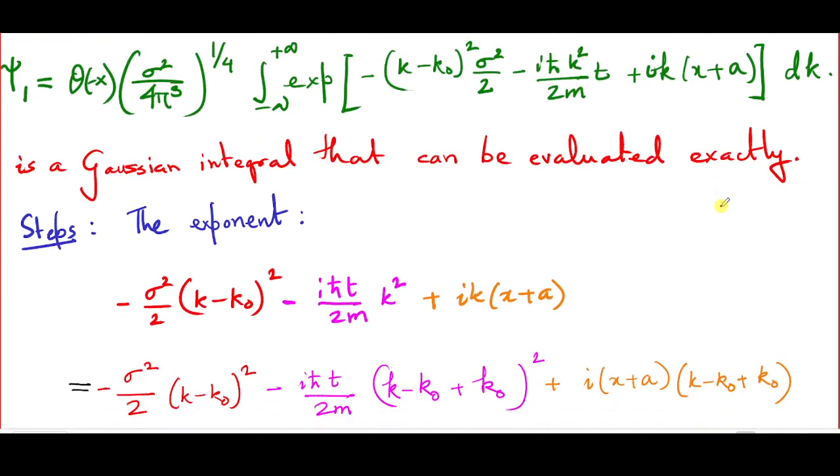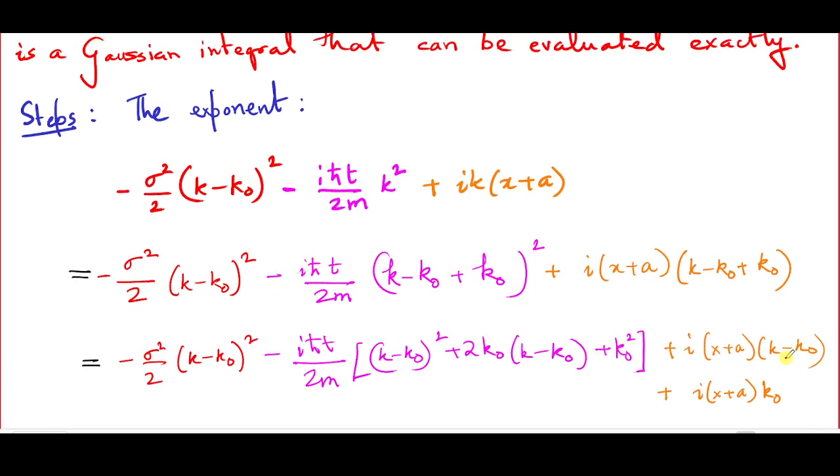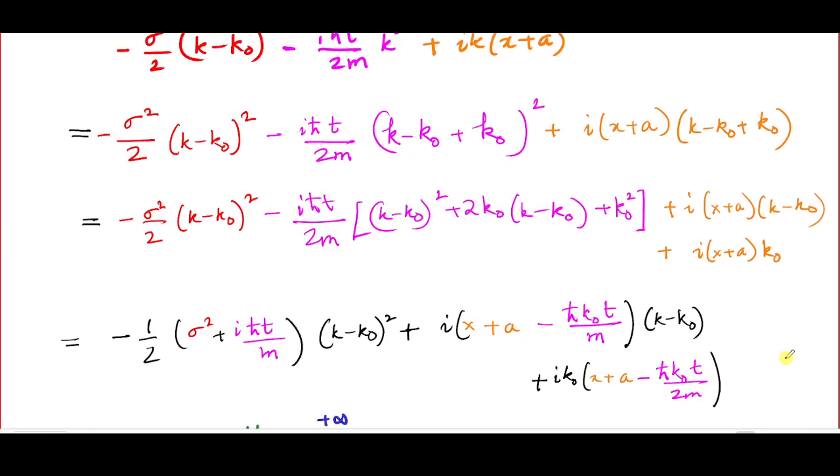So here, what we do is change everything to powers of k minus k0. This is already a power. The k square we write as k minus k0 plus k0 whole square, and then of course use the binomial theorem. The k here we write as k minus k0 plus k0. After we do that, all we need to do is expand out the things and then collect terms into quadratic in k minus k0, linear in k minus k0, and independent of k minus k0 pieces.